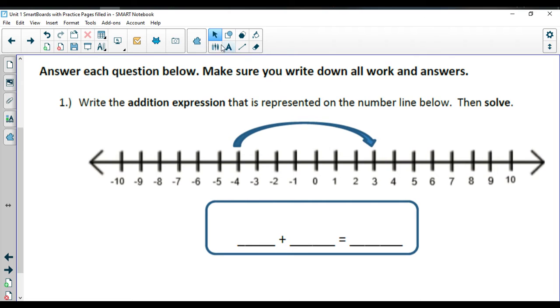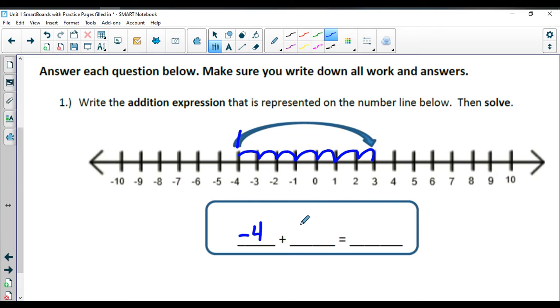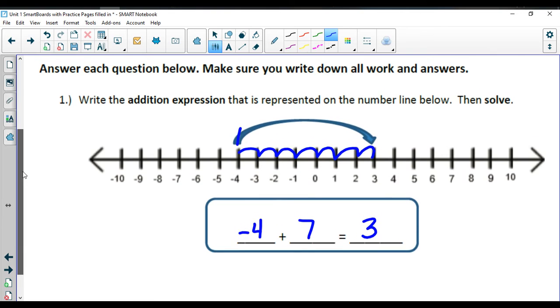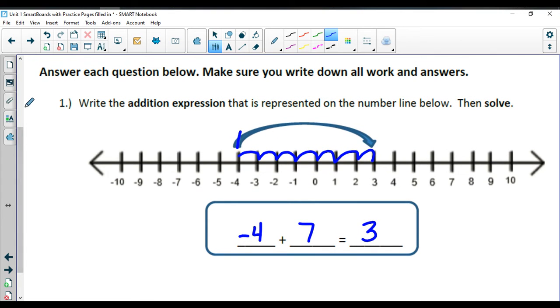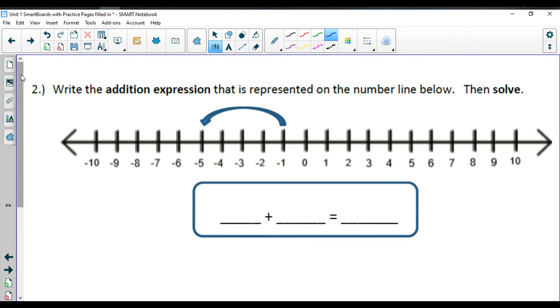So when we look at this number line problem here, our starting spot is a -4. And we go 1, 2, 3, 4, 5, 6, 7 spots to the right, which is a +7. And that results in a final answer of 3. Head on over to ClassKick, double check your work, make sure you did it correctly.